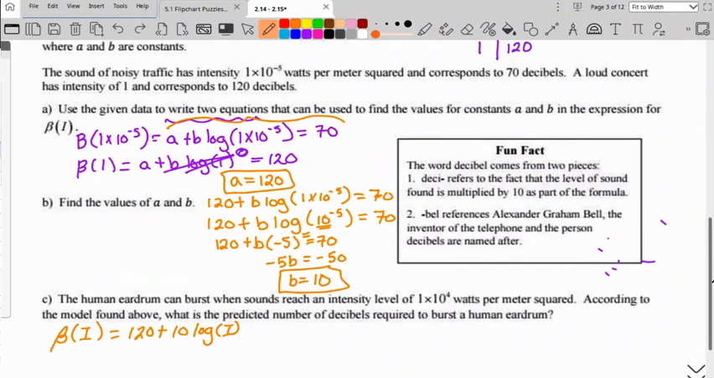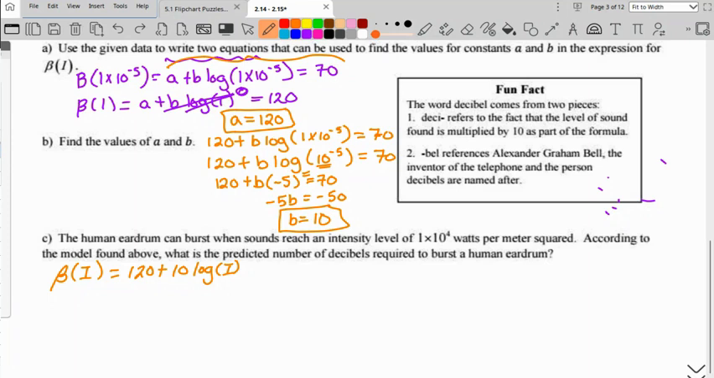Okay, so it says the human eardrum can burst when the sounds reach an intensity level of 1 times 10 to the 4th watts per meter squared. According to the model found above, what is the predicted number of decibels required to burst a human eardrum? So let's go ahead and plug that into our equation and let's check that.